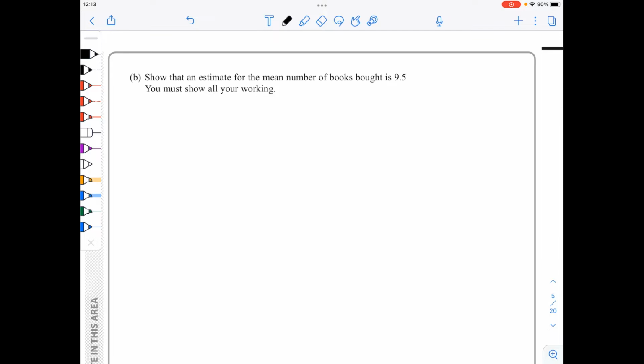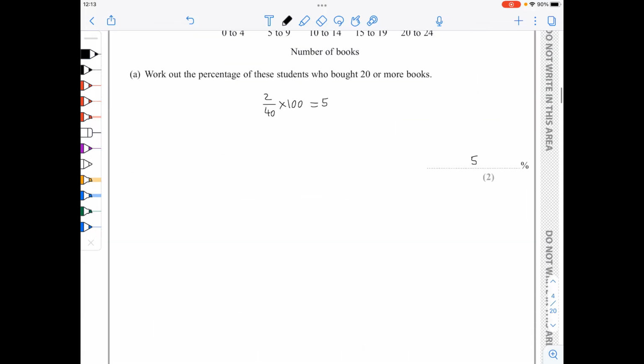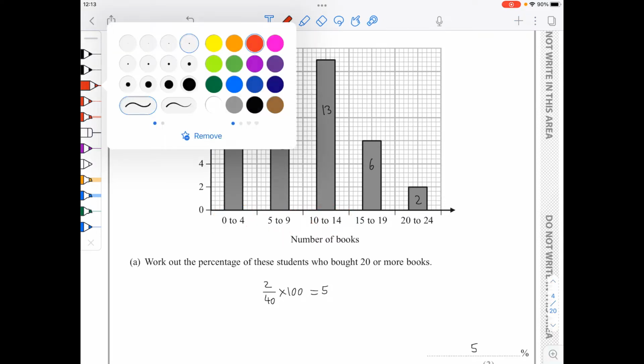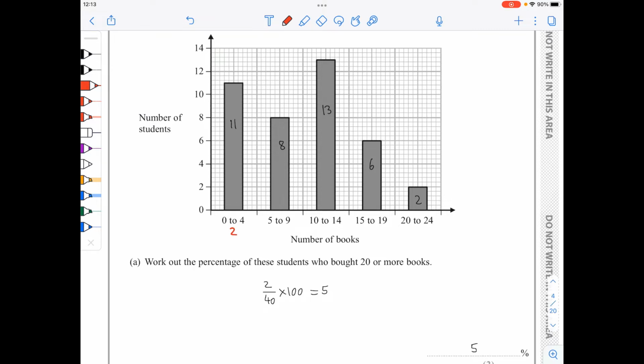B, show that an estimate for the mean number of books bought is 9.5, and we must show all the working. Well, if I go back to the bar chart, I see that we've got a group of 0 to 4, then 5 to 9, and so on. So I will start by identifying the midpoint. So the midpoint of 0 to 4 is 2, 5 to 9 is 7, 10 to 14 is 12, 15 to 19 is 17, and 20 to 24 is 22.